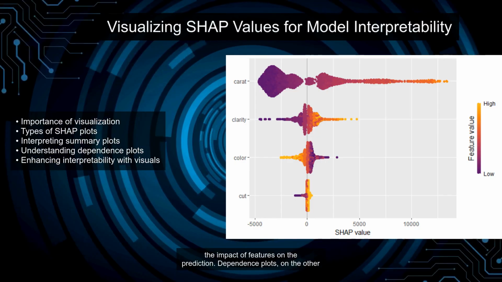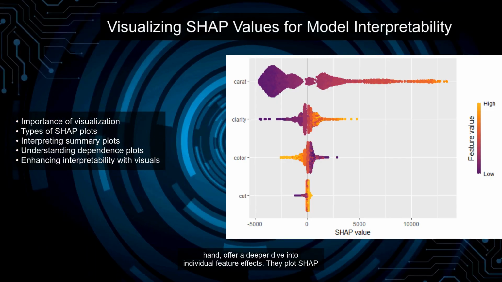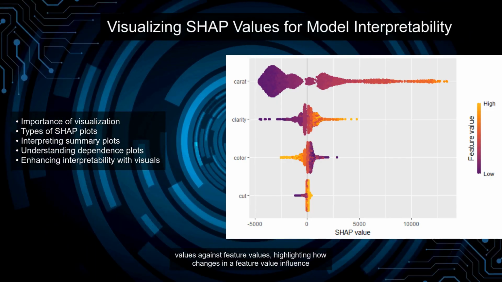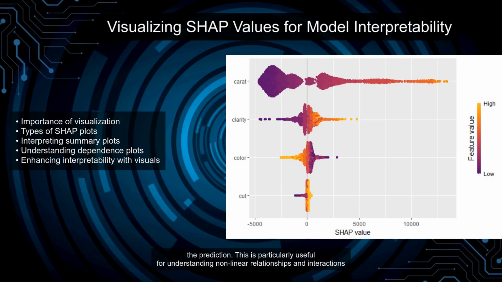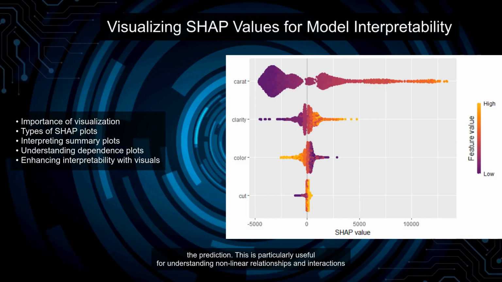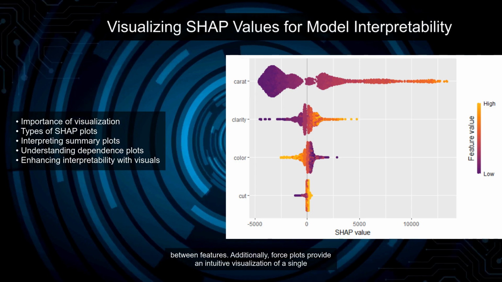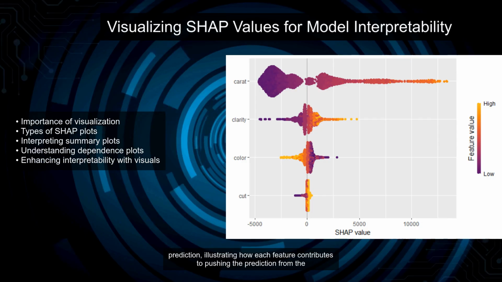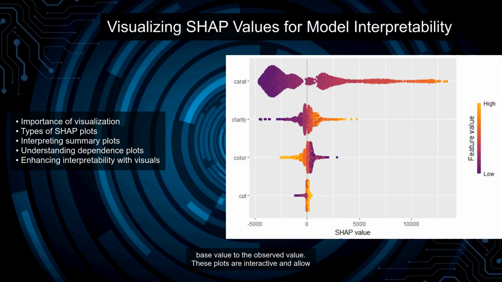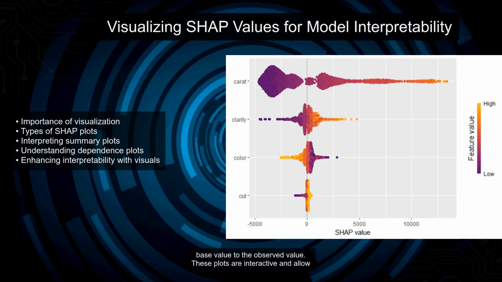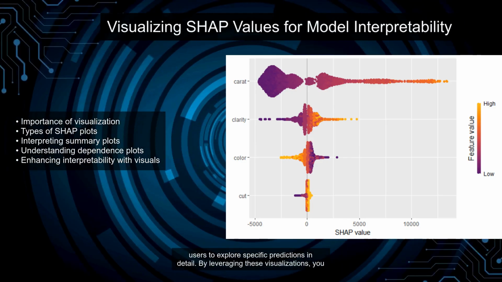Dependence plots, on the other hand, offer a deeper dive into individual feature effects. They plot SHAP values against feature values, highlighting how changes in a feature value influence the prediction. This is particularly useful for understanding nonlinear relationships and interactions between features. Additionally, force plots provide an intuitive visualization of a single prediction, illustrating how each feature contributes to pushing the prediction from the base value to the observed value. These plots are interactive and allow users to explore specific predictions in detail.